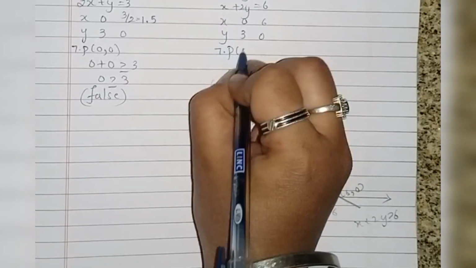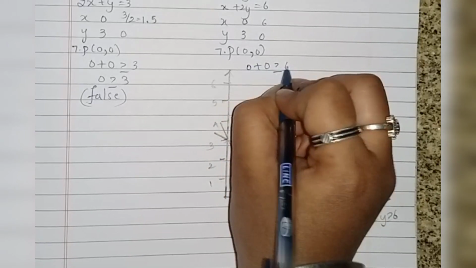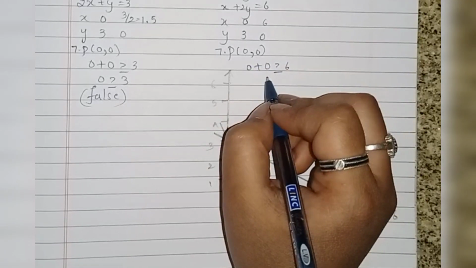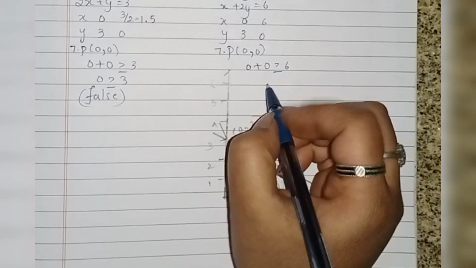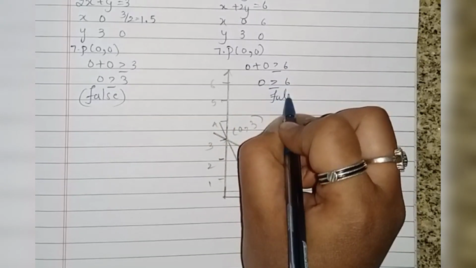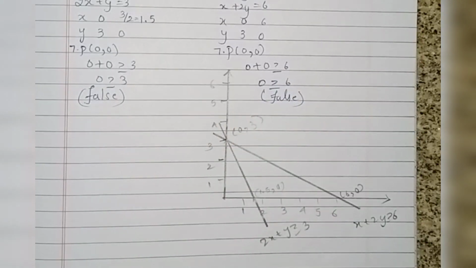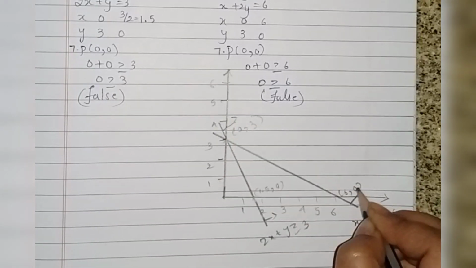Then the testing point for the second one is also 0 comma 0. 0 plus 0 greater than or equal to 6. I'm writing here 0 plus 0, just because 0 into anything is 0, so we can just write that as 0. 0 is greater than or equal to 6, which is also false. Both regions are away from the testing point. So for line 1, it is going to be like this. For line 2, it's going to be like this.